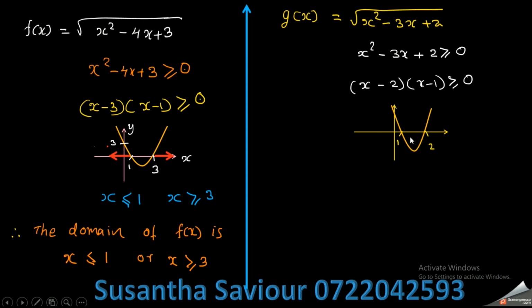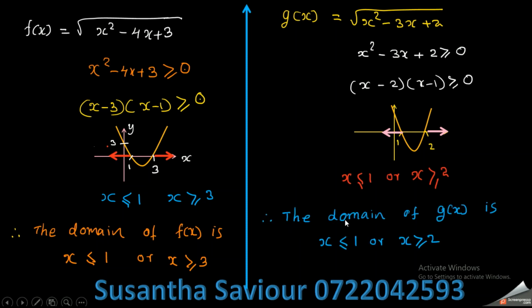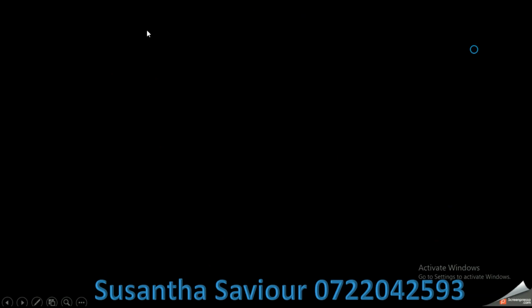So our values of x are greater than 2 and less than 1, right? So therefore our domain is x is less than or equal to 1 or greater than or equal to 2. Therefore the domain of g(x) is x is less than or equal to 1 or x is greater than or equal to 2. Right. We will take another example.